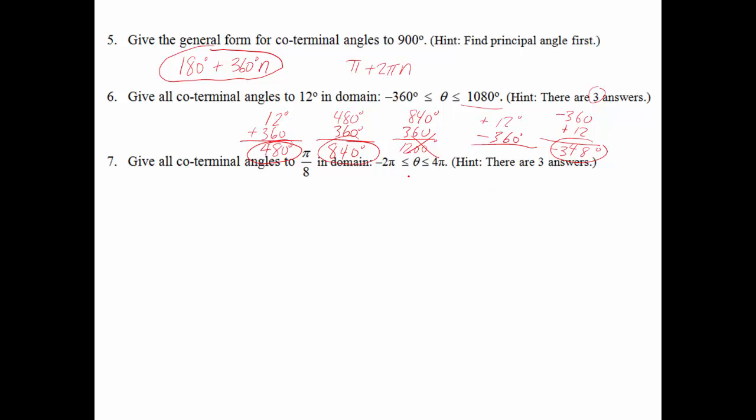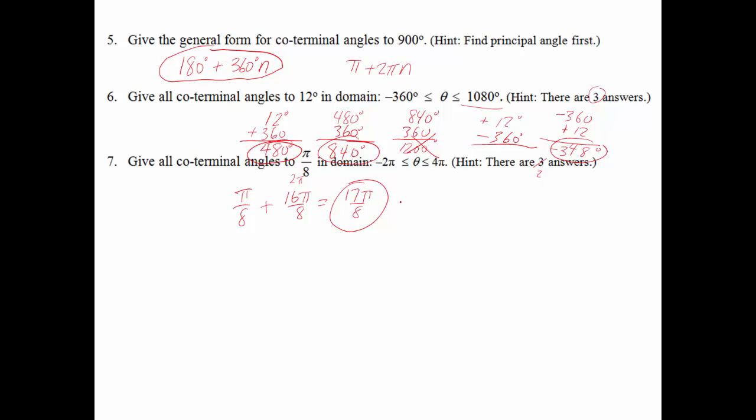Number 7. I lied here. There are only 2. Okay. So you have pi over 8, and then you're going to add 2 pi, or 1 full circle. We're going to wrap it around. So we're going to add 2 pi, which is really 16 pi over 8 with a common denominator. So that'll give me 17 pi over 8.